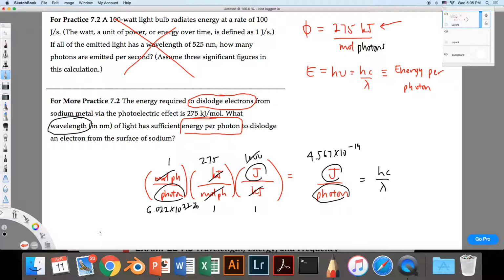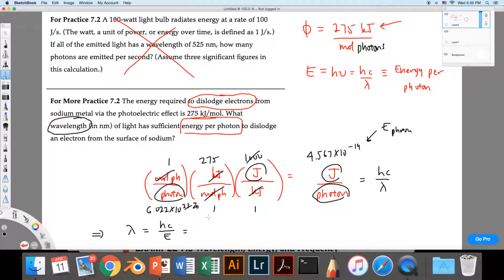Okay, so I'm going to rearrange this equation here. And the student who asked me is pretty good with algebra. I'm just going to go ahead and do this now. This is going to equal lambda is equal to hc over E, where this is E. Right? That's the energy of a photon.